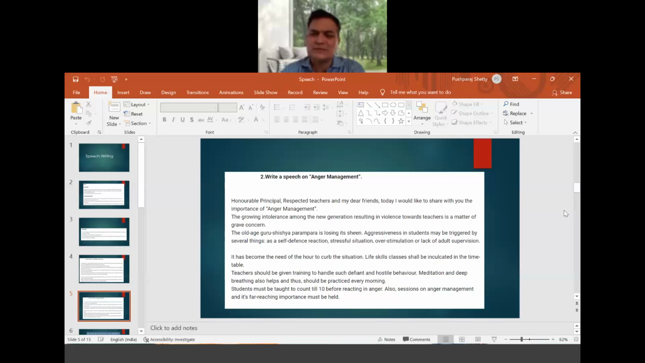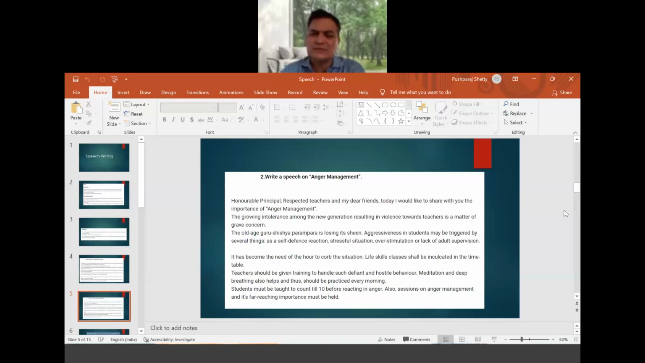Then after that, in the next paragraph, you can go on writing more on this particular topic. So the remaining paragraphs will be body paragraphs. So first one will be introduction or greetings, and then after that body paragraphs. The growing intolerance among the new generation resulting in violence towards teachers is a matter of grave concern. So this is a matter of very serious concern. The old age Guru Shishya Parampara is losing its sheen, so it's losing its charm.